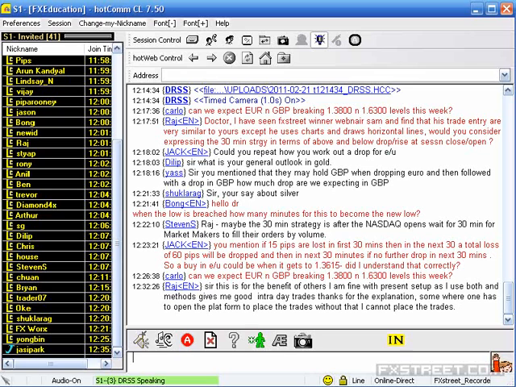Then you say about silver. I said that silver is expected to trade around the 32.30 to 33.30 level. Then bond. When the low is breached, how many minutes for this to become the new low?